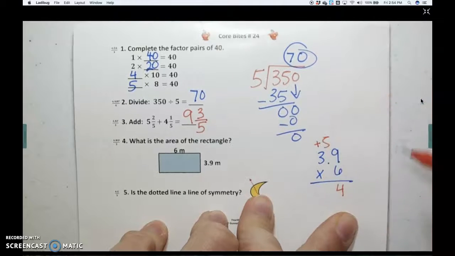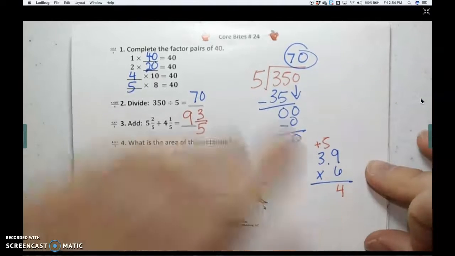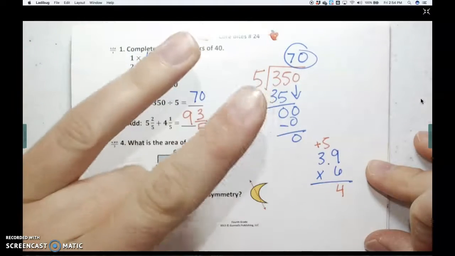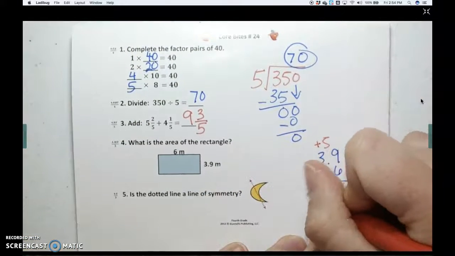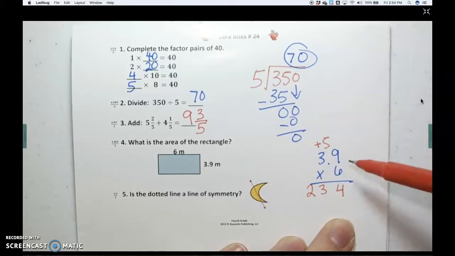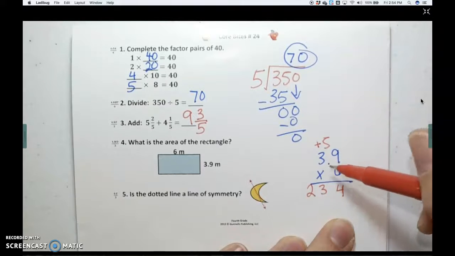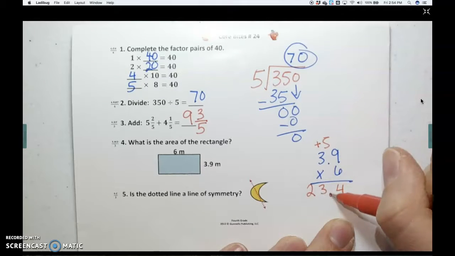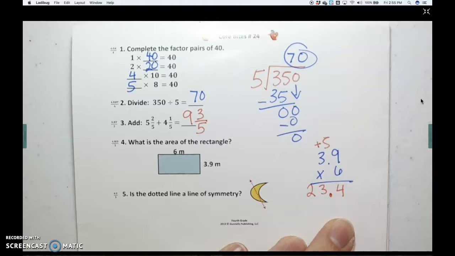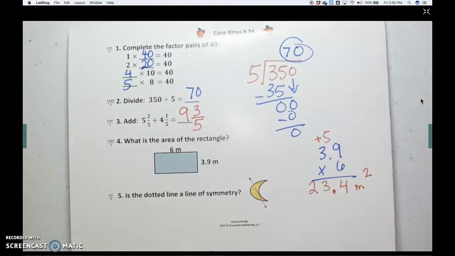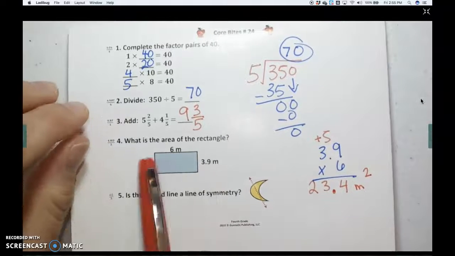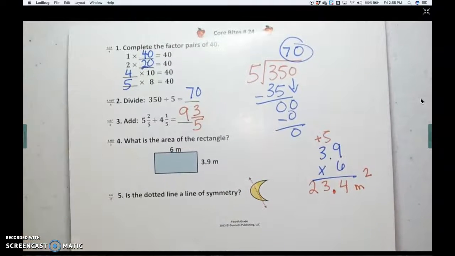Then you're going to multiply 6 times 3. That gives you 18, 19, 20, 21, 22, 23. Keep your place value in the same place. And then you're going to move over 1 time because you have that decimal. So it's going to be 23 4/10. And then it's going to be meters squared, because whenever you do area, you're always going to square it because you're having to multiply those, the inside of that, right?